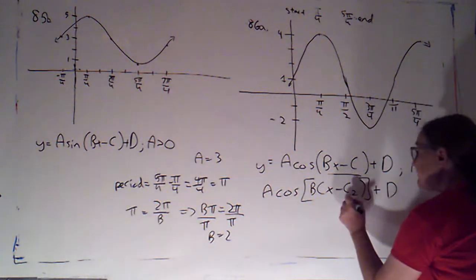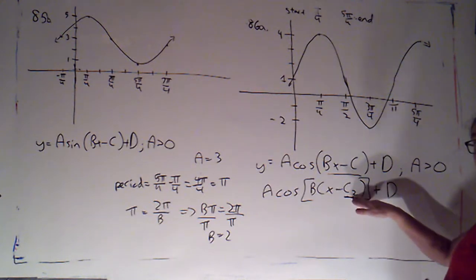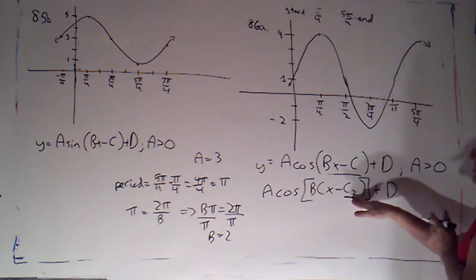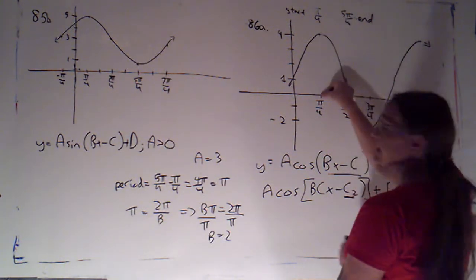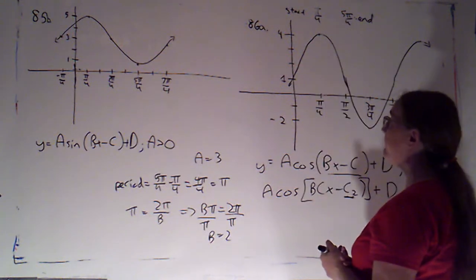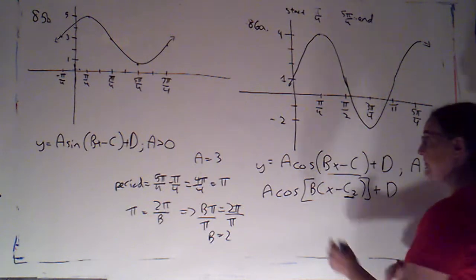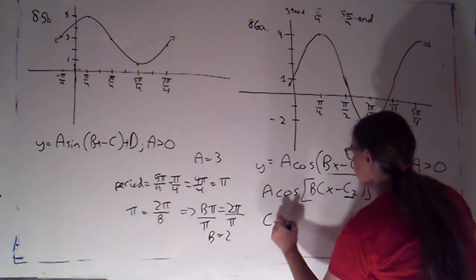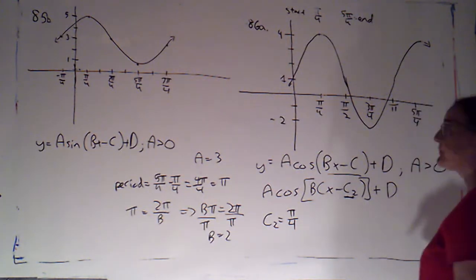C2, not C over 2. C2, if we're in factored form, that's just the amount that I'm shifting things. We said we're starting here at an x value of pi over 4. So if we've moved things pi over 4 to the right, that would correspond to subtracting pi over 4. So I can say C2, that's just pi over 4.